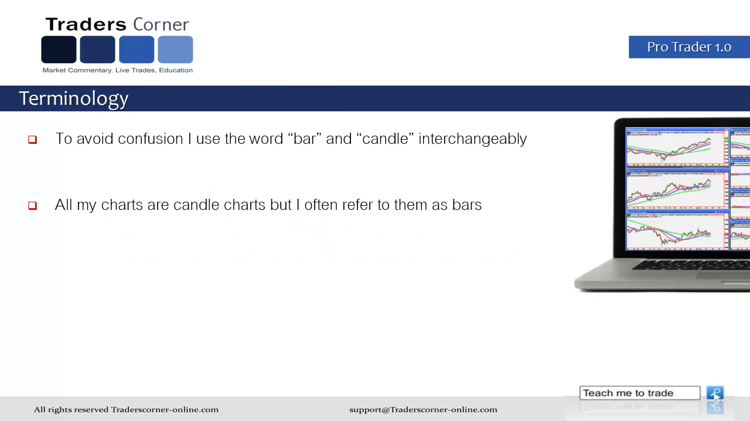So just very quickly to avoid confusion, I just want to talk about the terminology. I use the word bar and candle interchangeably. All of my charts are candle charts, but I often refer to them as being range bars or range charts, okay? But ultimately, what we're talking about here are candlestick charts. The difference is that on a regular chart the candles are based on a certain period of time, whereas with range charts, the candles are based on a certain price range. So that's really the only difference there. But as I said, I use the words interchangeably. So I may say range chart, I may say bar chart, candlestick, whatever, but ultimately they mean the same thing.